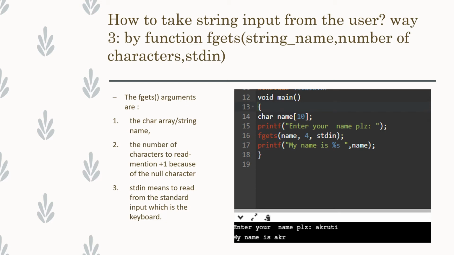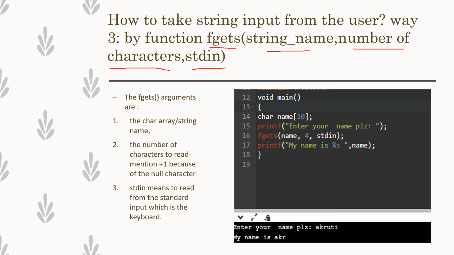Now the third way. What is the third way to take input from the user? This is little complicated, but it's mostly used in various files also. So for that, the function fgets is used, in which three arguments are there. First one is a string name. Second one is number of characters which you want to take from the user. And third, standard input, which is in short form written as stdin.